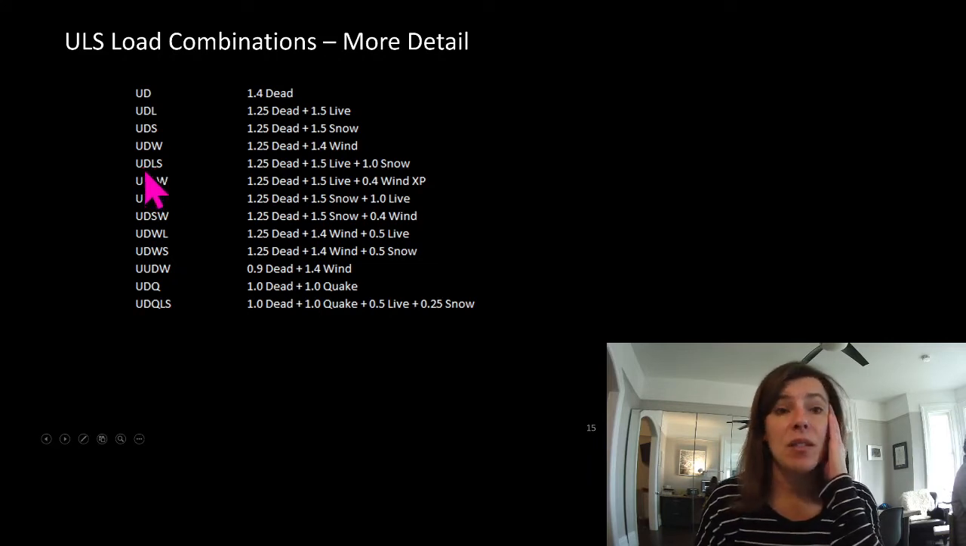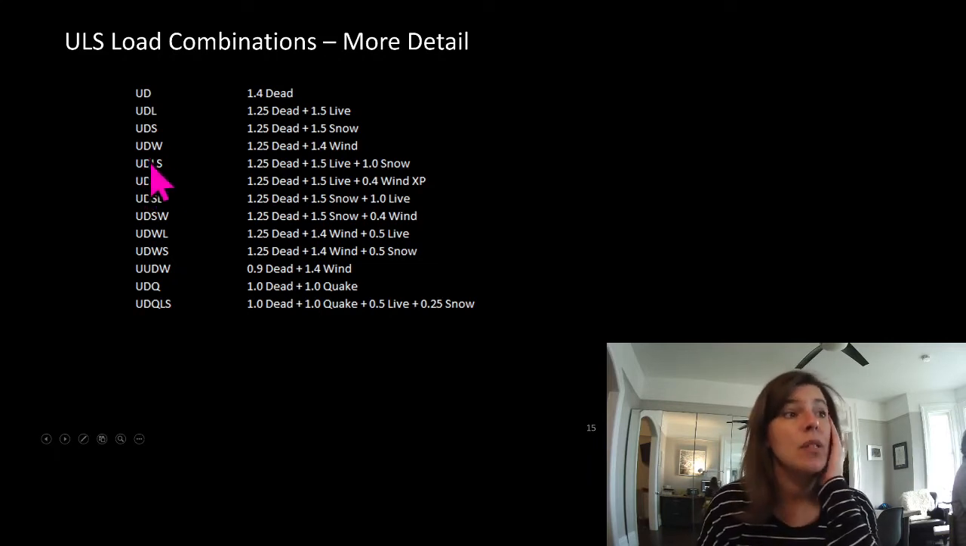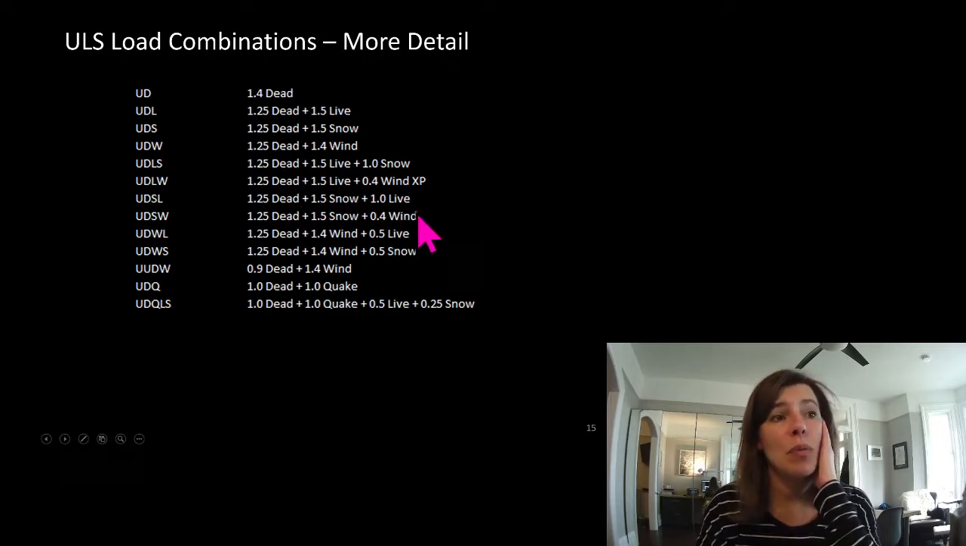We could then start to add in our companion loads, where we have dead plus live plus snow as a companion. So dead, live, snow as a companion. Dead, live, and wind as a companion. And then we go through the same thing with snow, and then we go through the same thing with wind.